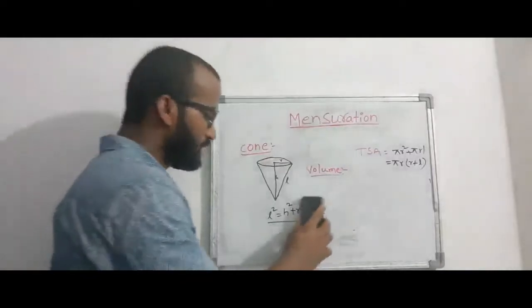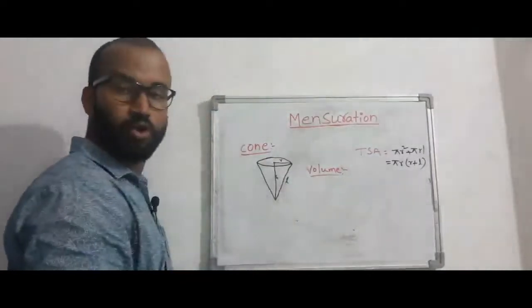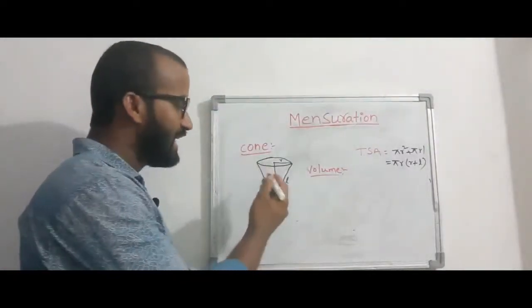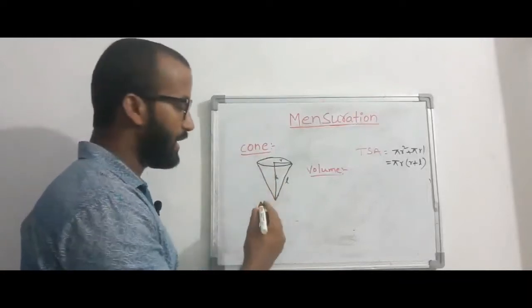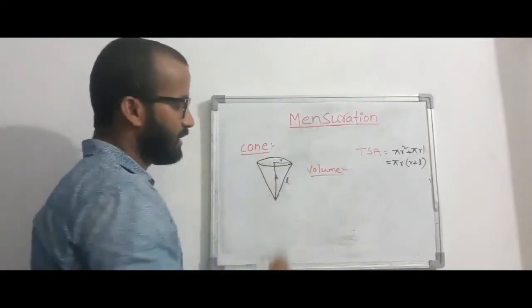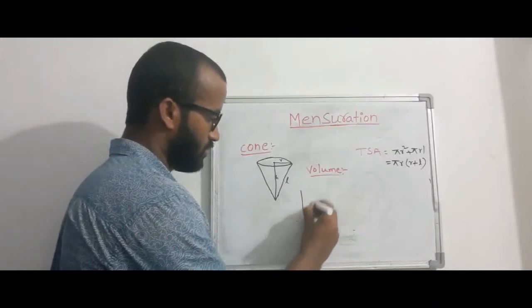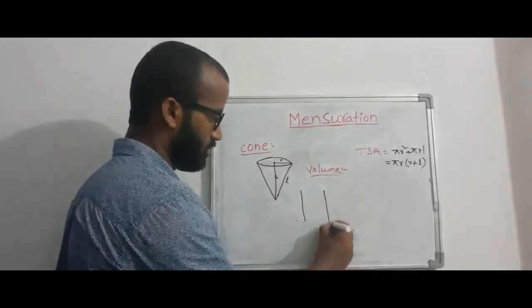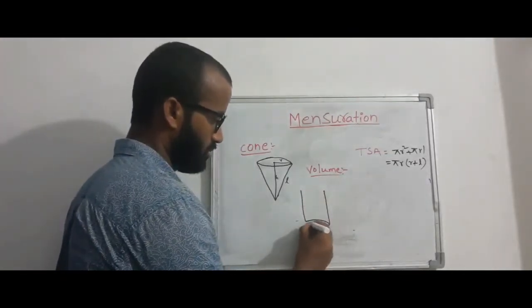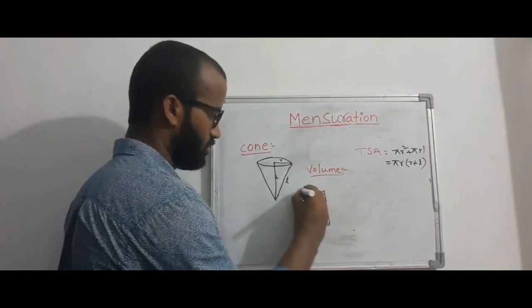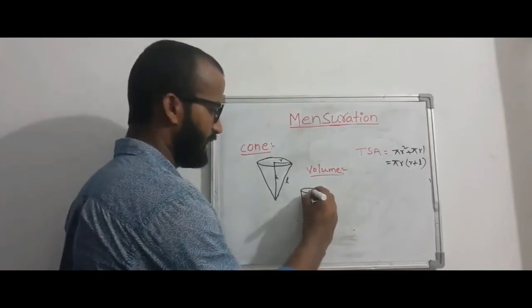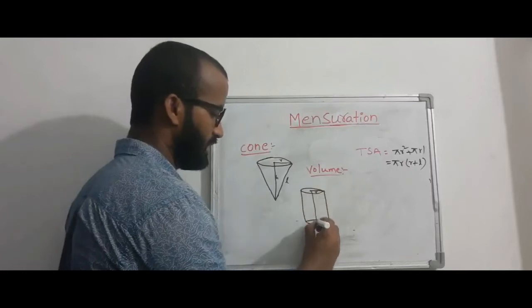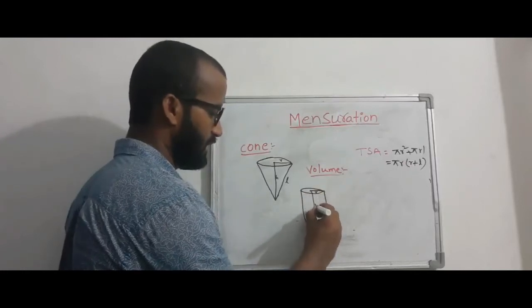Now, what I am doing is, this is the cone. I will take a cylinder with the same radius and same height. I will take a cylinder with the same radius r and same height h.